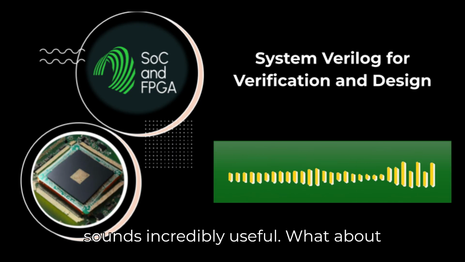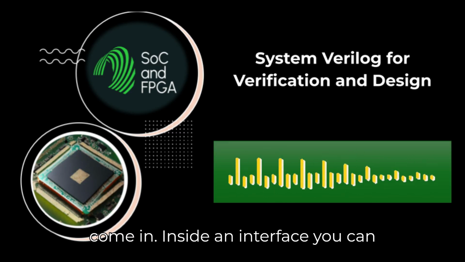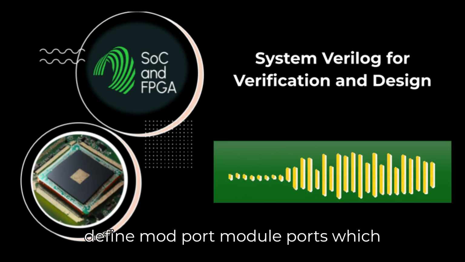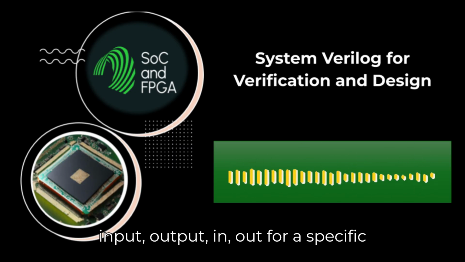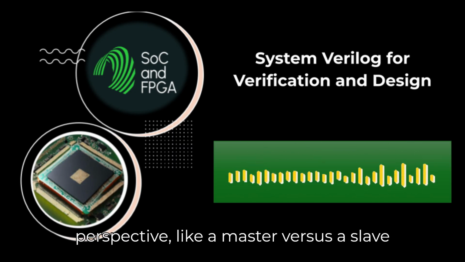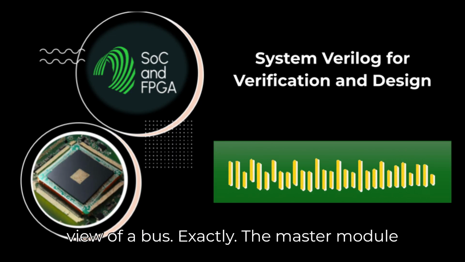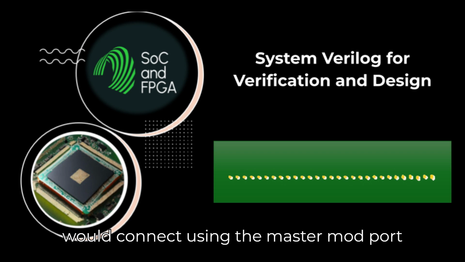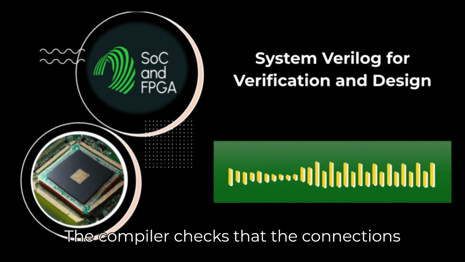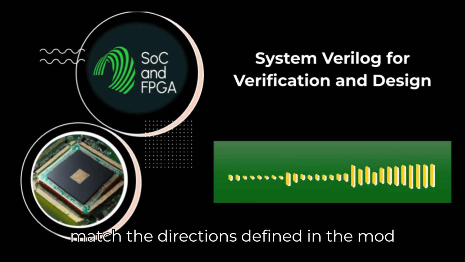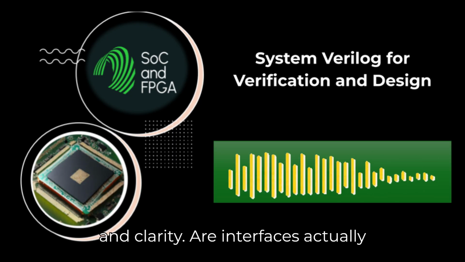That sounds incredibly useful. What about signal directions? That's where modports come in. Inside an interface, you can define modports, which specify the direction of each signal, input, output, inout, for a specific perspective. Like a master versus a slave view of a bus. Exactly. The master module would connect using the master modport, and the slave using the slave modport. The compiler checks that the connections match the directions defined in the modport. It adds another layer of checking and clarity.